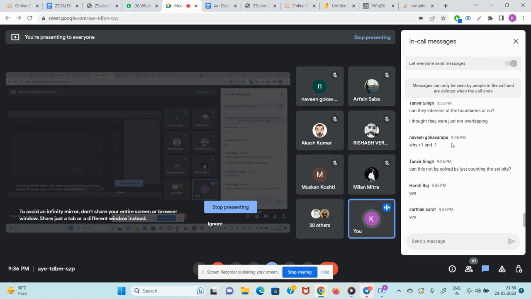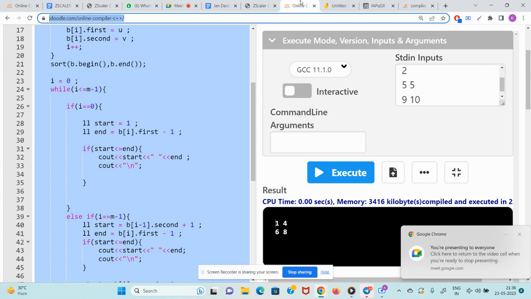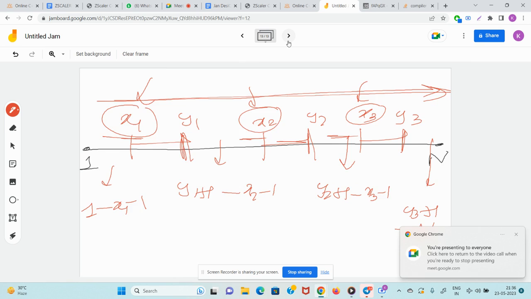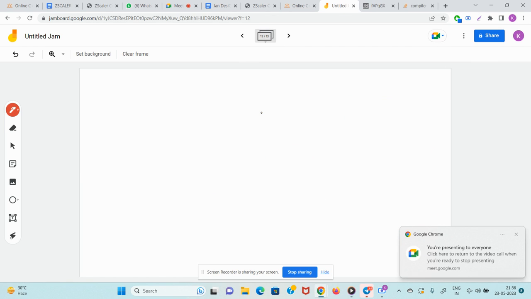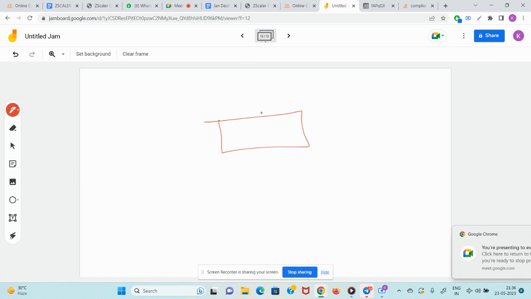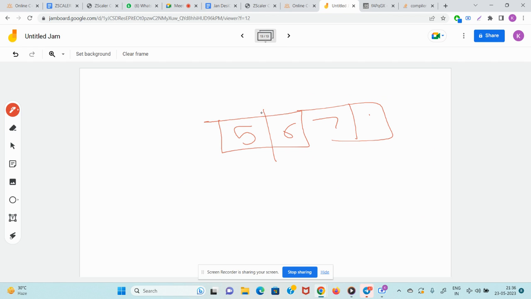Can they intersect? No, no, no. They cannot intersect even at the boundaries, because then it will stop making sense, Tanvir, because we are covering each and every element like this. Say they cover the range like 5 to 6. It means they are covering this full document.